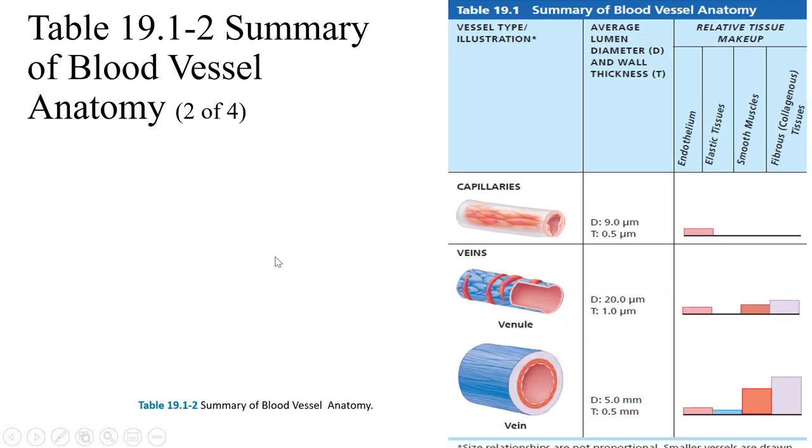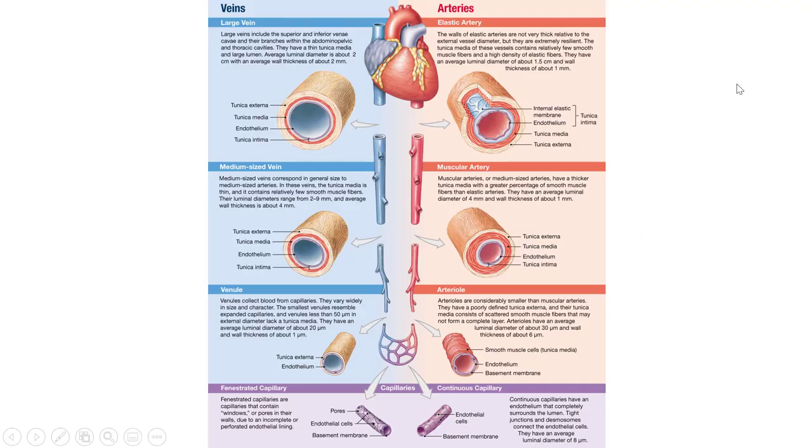And here you have the capillary, which is about 9 microns in diameter. The venule, which is about 20 microns. And then the veins; the big veins are about 5 millimeter. You can just see the differences in their sizes. And right here is a good picture, which is going to tell us comparatively the difference between a vein and an artery in terms of anatomy.